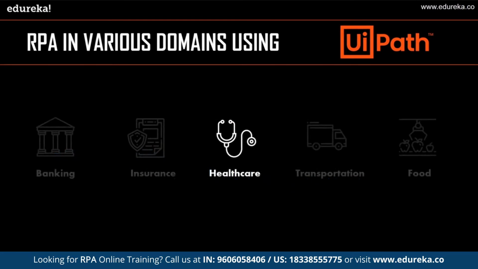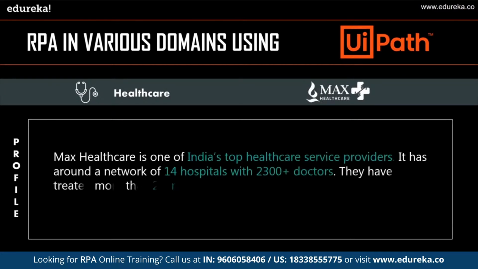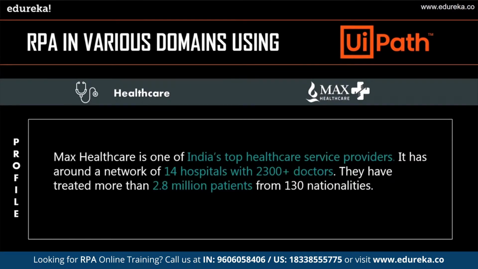So to explain to you how RPA is used in healthcare, I've considered the institution Max Healthcare. Max Healthcare is one of India's top healthcare service providers and has a network of 14 hospitals with more than 2,300 doctors. They've also treated more than 2.8 million patients from 130 nationalities.